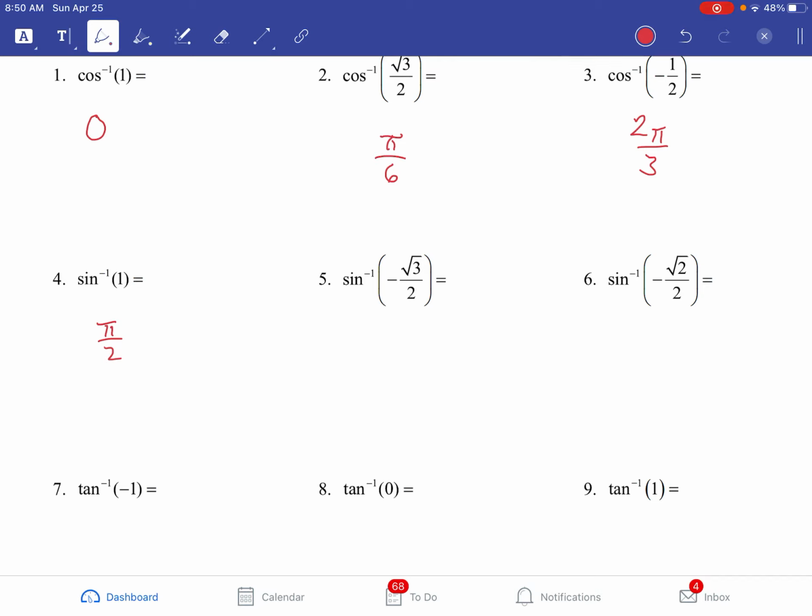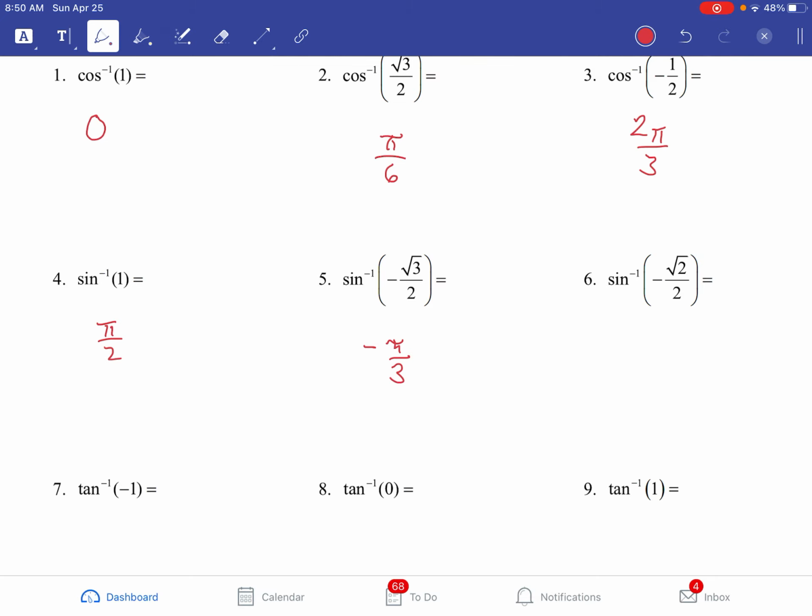Okay. The inverse sine of negative root 3 over 2. So we're looking for a y value where it's negative root 3 over 2. It's in the bottom quadrant. So remember, we have to go backwards. Although it's at 5 pi over 3, we're not going to put 5 pi over 3 because we went backwards to get there. So it's going to be negative pi over 3.